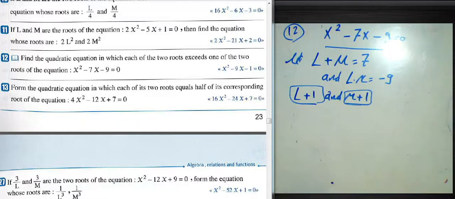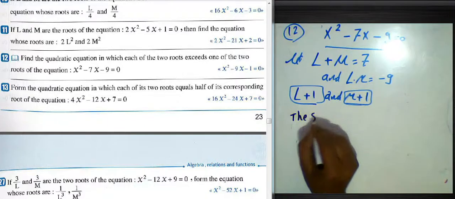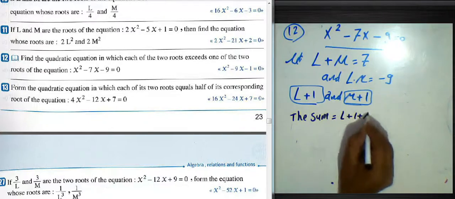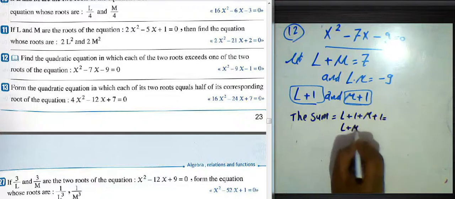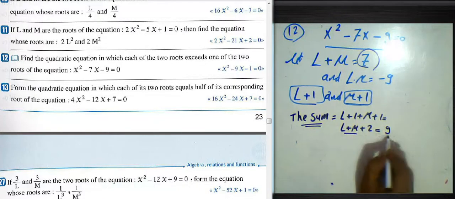We want to find, because he told us the two roots exceed the two roots of the equation, then we can find the sum and the product of the two roots. The sum equals L plus 1 plus M plus 1, which equals L plus M plus 2. L plus M equals 7, 7 plus 2 equals 9. So the sum will be 9.